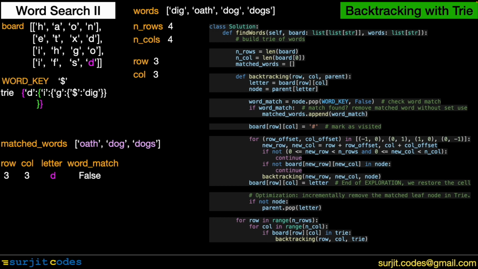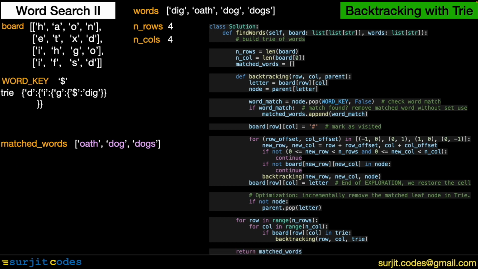I is not a neighbor of D on board while we had pruned the O branch of D in trie earlier. So this fruitless call of D ends quickly. It is clear that this pruning algorithm increases efficiency. When both the for loops of main function are over, it returns the matched words. Dig remains in trie to show that no match for it has been found.